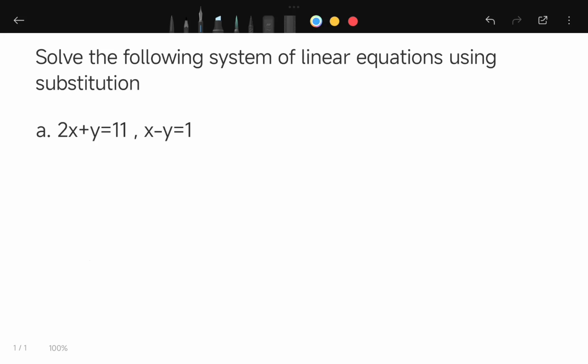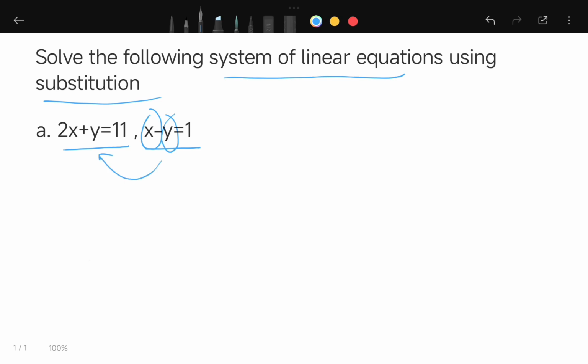In this video, we'll learn how to solve system of linear equations by using substitution method. So let us move to the first problem. 2x plus y equals 11, x minus y equals 1. These are two equations. So we need to take any one variable, either x or y, make it the subject, and substitute in the other equation.